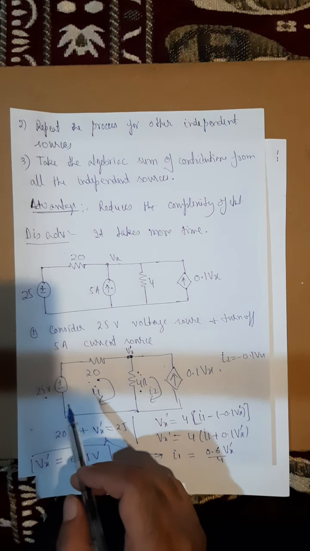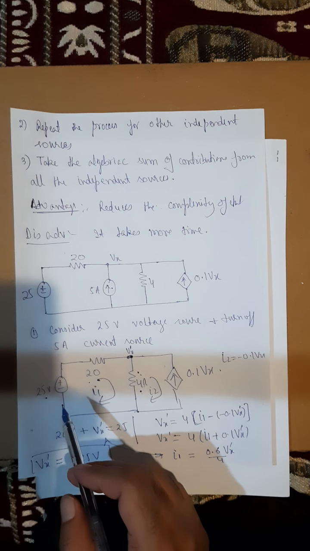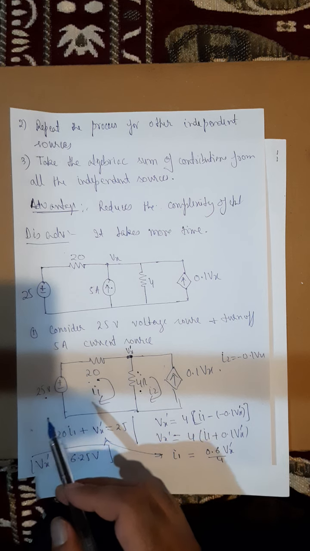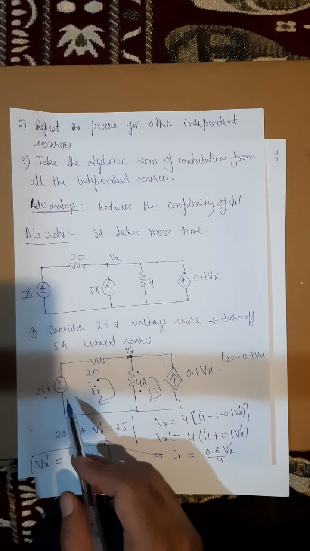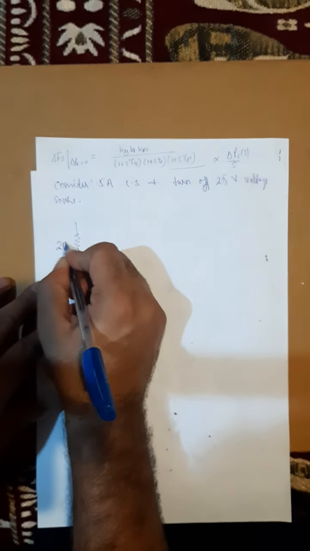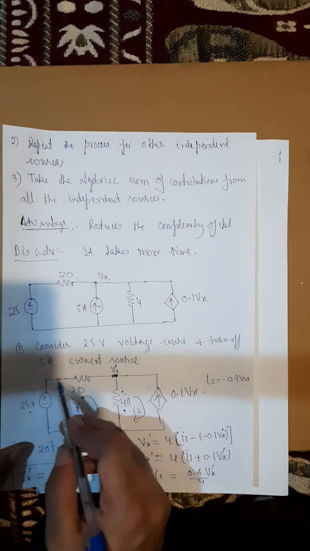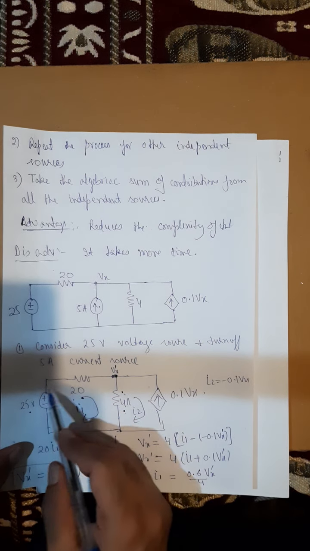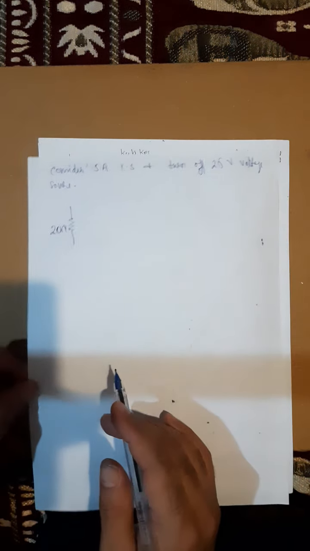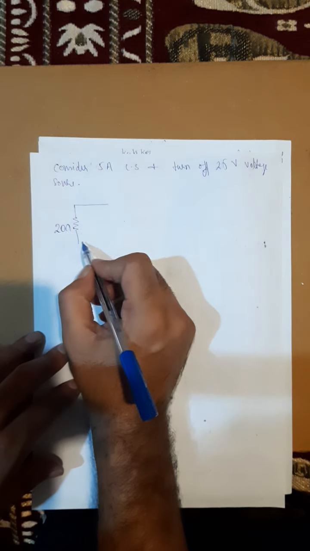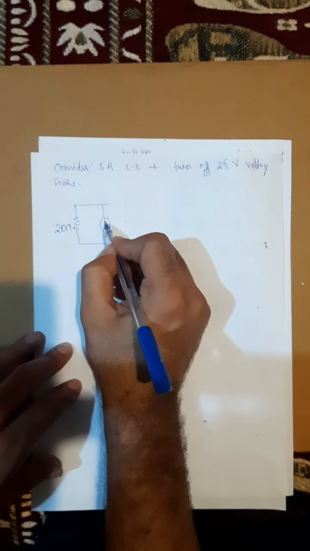So how will you turn off this voltage source? Okay, by representing it by a short circuit. So if I represent this by a short circuit, there will be a 20 ohm resistor here. Only a 20 ohm resistor from this to this is there, in parallel with a 5 ampere current source.